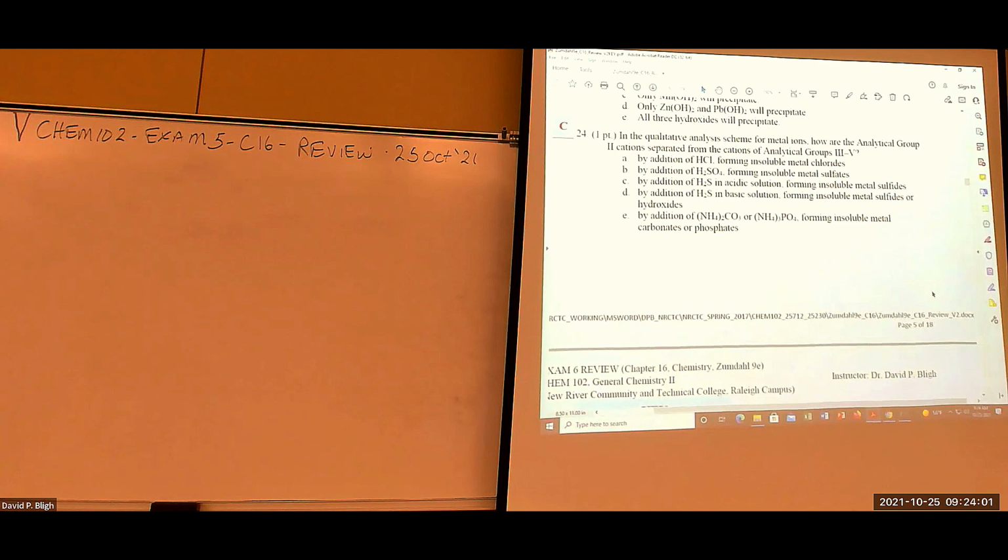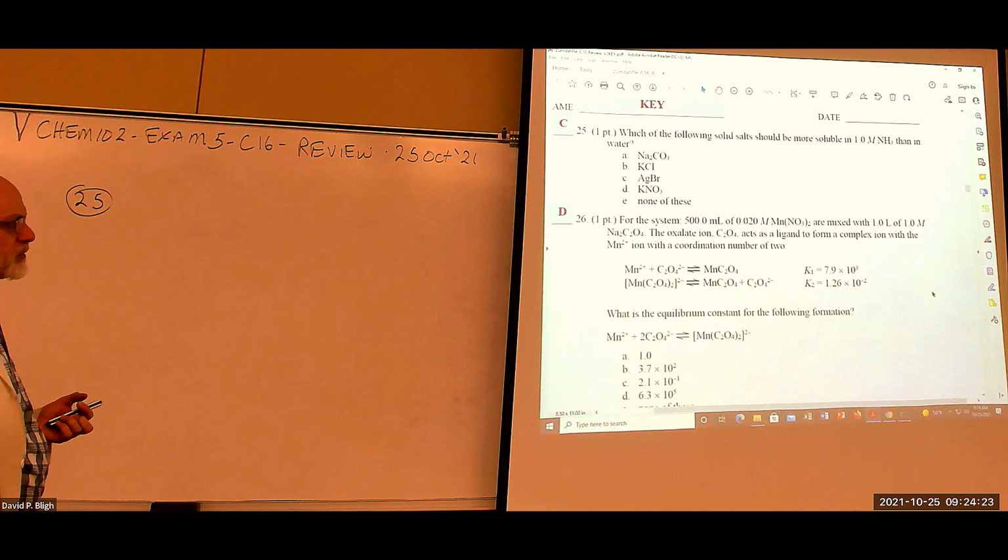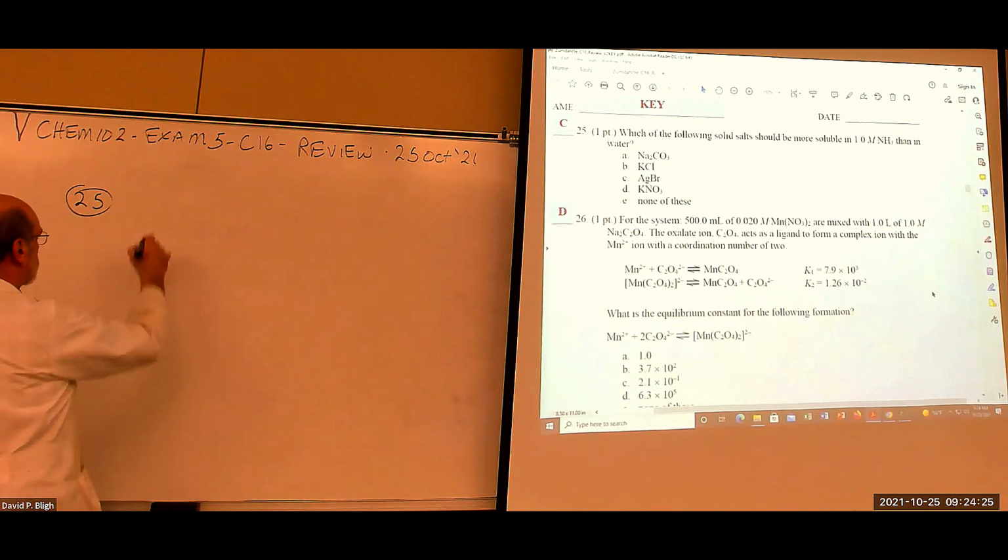25. Which of the following solid salts should be more soluble in liquid? Oh, okay. This one should be fairly simple. 25. This is the other way to solubilize insoluble salts. Which of the following solid salts should be more soluble in 1 molar ammonia?